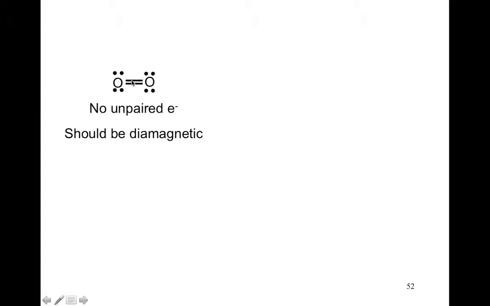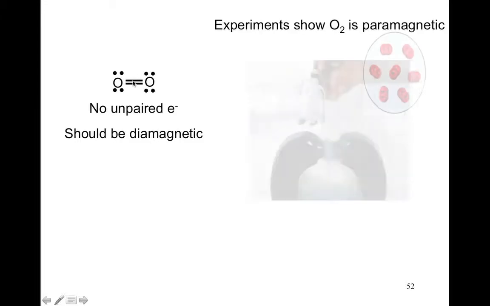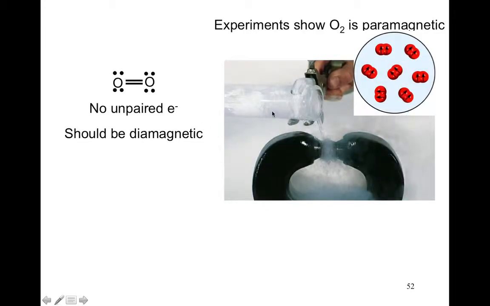It's a very strong bond, a double bond, and we were fine with that until we took really cold oxygen gas and poured it down through a magnet, and what we found was, sure enough, that oxygen gas kind of sticks to the magnet. And so it shows that oxygen's actually paramagnetic. It does react to a magnetic field. So that's kind of weird. We can work with it, it's just weird.